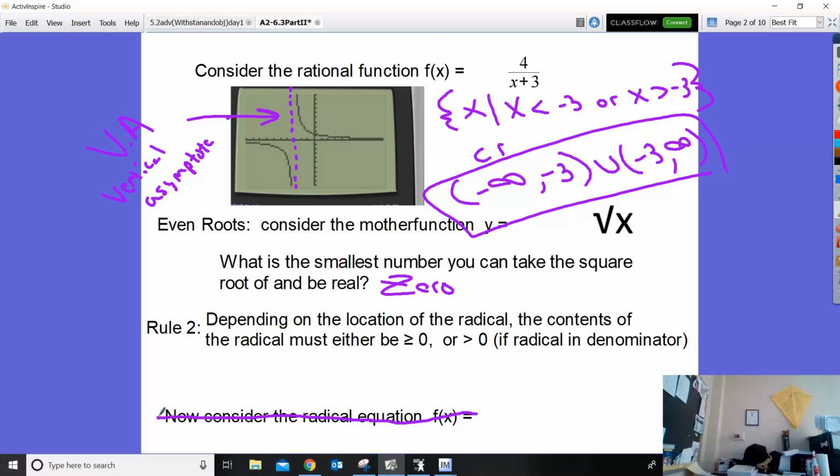So two rules. The first one is the most important one: don't divide by 0. The second one deals with radicals and even roots. It specifies even roots, because can you take the cube root of a negative? Yes, you can. You've done that in this class.